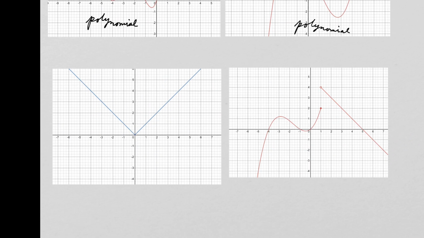Okay, what about this blue graph here? Well, this is definitely not, right? Because it has a sharp point, like a kink there where it switches. Actually, this is an absolute value function, right? So it's not a polynomial.